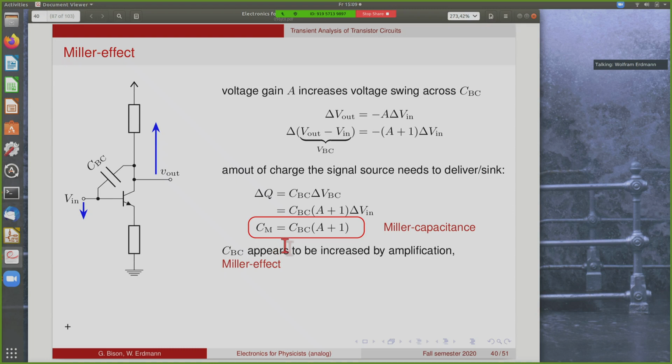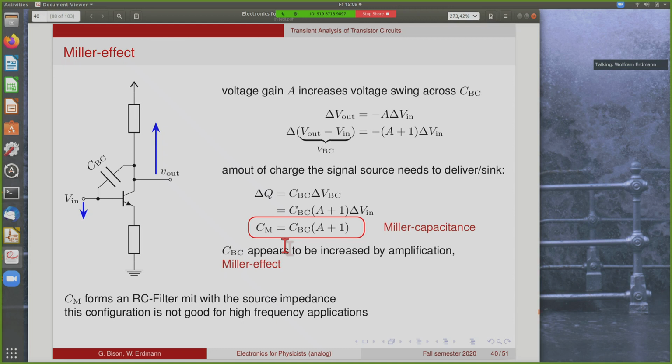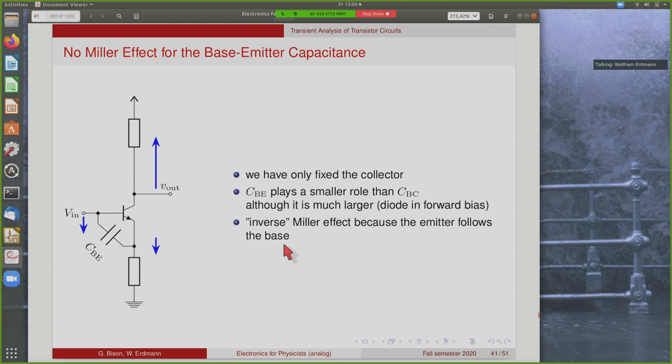This is very important. It appears in all kinds of amplifiers, not just in this one. And now, of course, this Miller capacitance forms the RC filter with the source impedance, the series resistors on the previous page, and makes the amplifier slow. So this has nothing to do with what happens at the output. This is really the internal capacitance of your transistor multiplied by the gain of your circuit that makes this slow, and this configuration is therefore not suitable for very high frequency applications. We will, in the next lecture, see circuits that work around this.